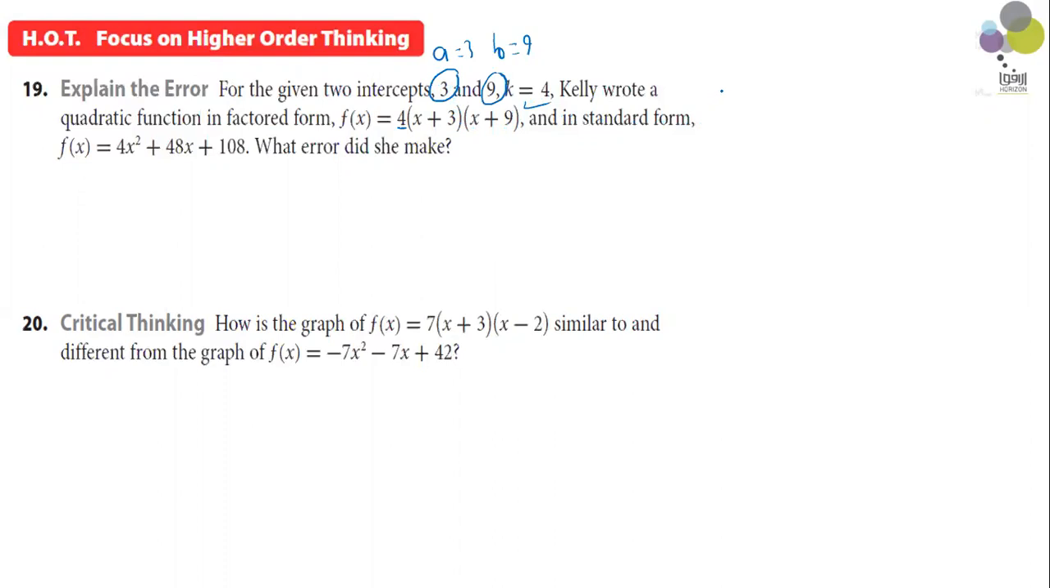The rule states that k, x minus a, x minus b. So Kelly must write this as 4, x minus a, what is a? 3, not plus. Here, x minus b, b is 9. So this is the correct one. Okay, so Kelly, these are the mistakes, this plus and this plus. And after that we will convert this into standard form.